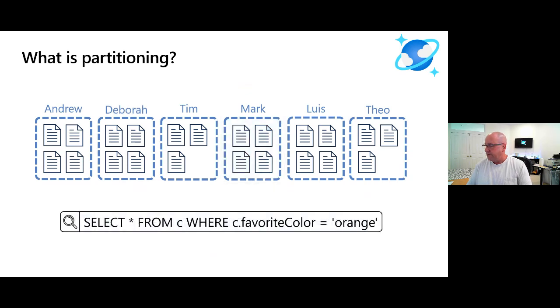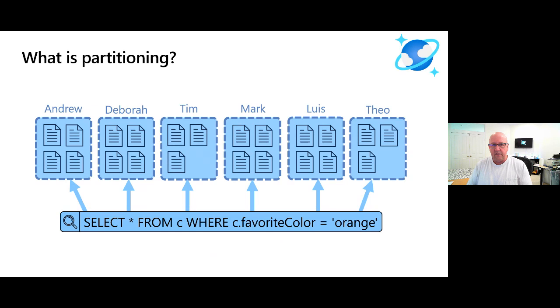Now, let's take an example where we don't use the partition key in our query. Here I've got a query: SELECT * FROM c WHERE c.favoriteColor = "orange". We don't know where to route this query. As a result, we have to hit all the logical partitions to find favorite color equals orange, which means we have to hit all of the physical partitions. And as a result, the throughput cost and the latency on this is going to be quite high.